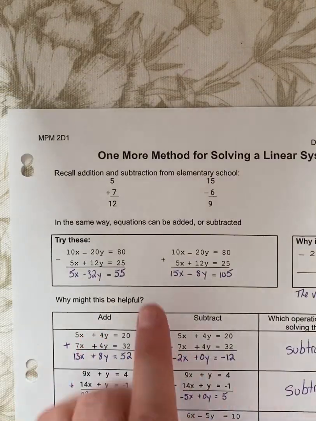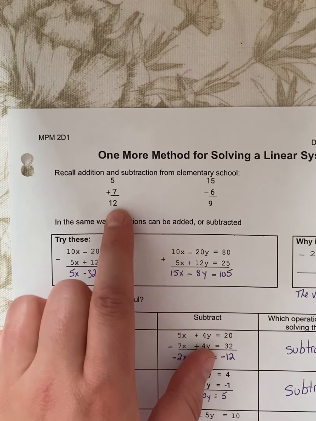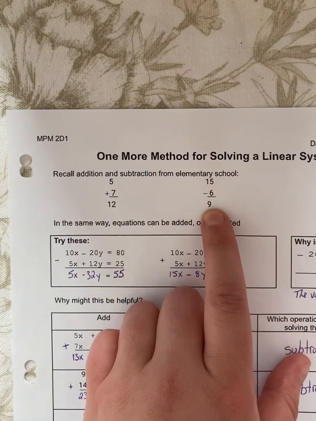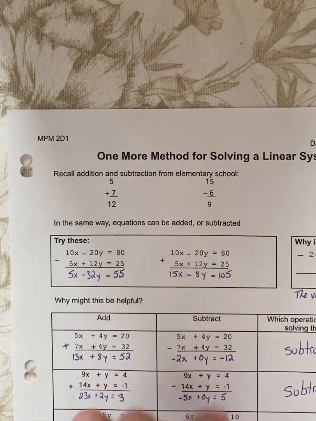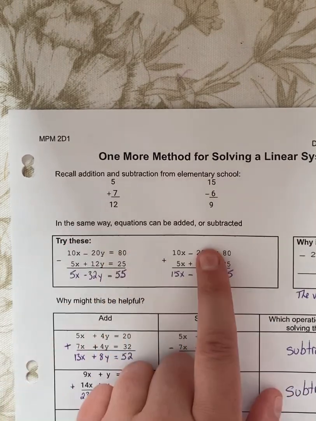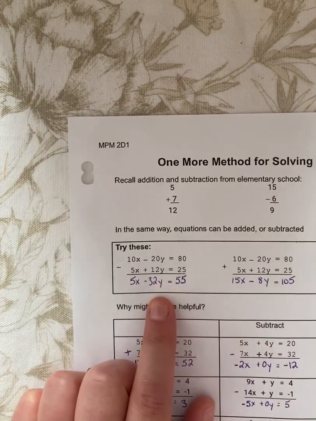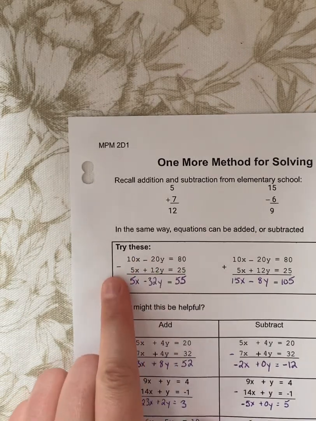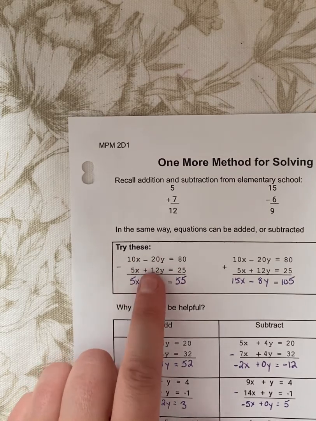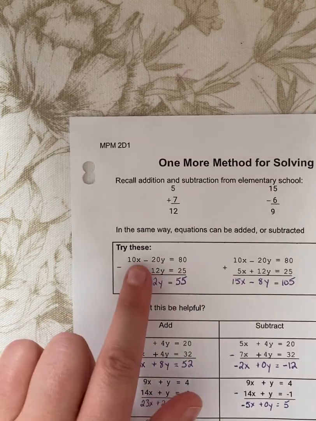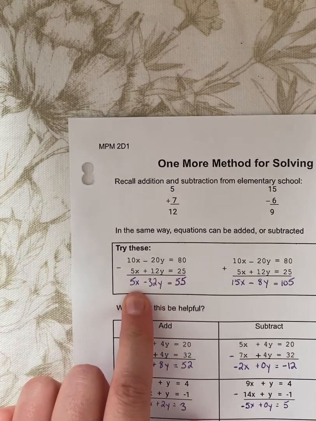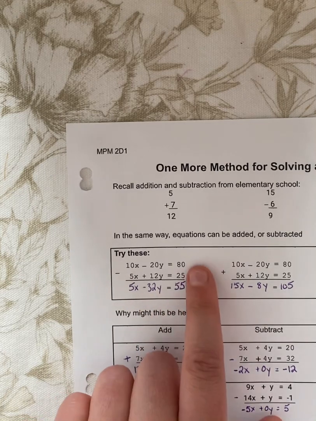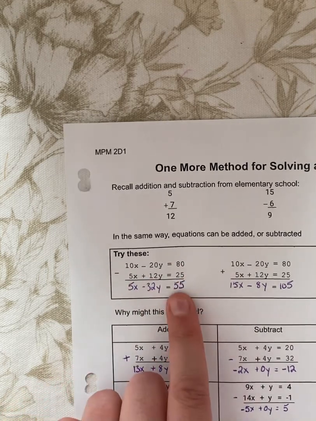All right, so when we are adding and subtracting things normally, if you do 5 plus 7, we just add 5 and 7, it gives us 12. If we're subtracting, 15 minus 6 gives us 9. You've done this before. We add and subtract the same way when it comes to expressions with variables. What you need to remember is if I'm subtracting each element from the top from each element at the bottom, then 10x minus 5x gives me 5x. Negative 20 minus 12 gives me negative 32. 80 minus 25 will give me 55.